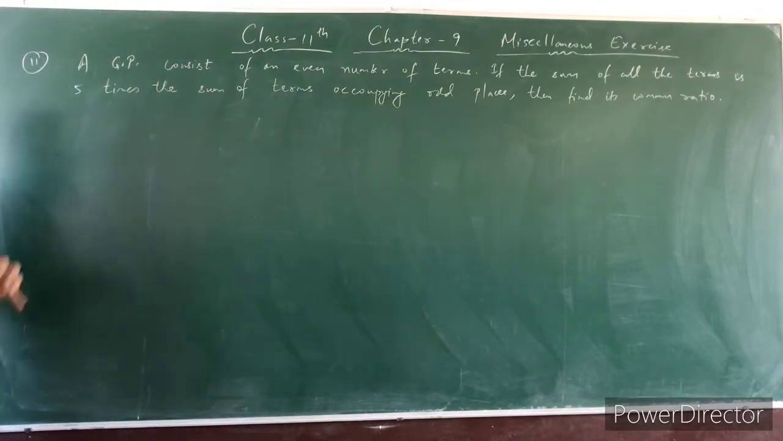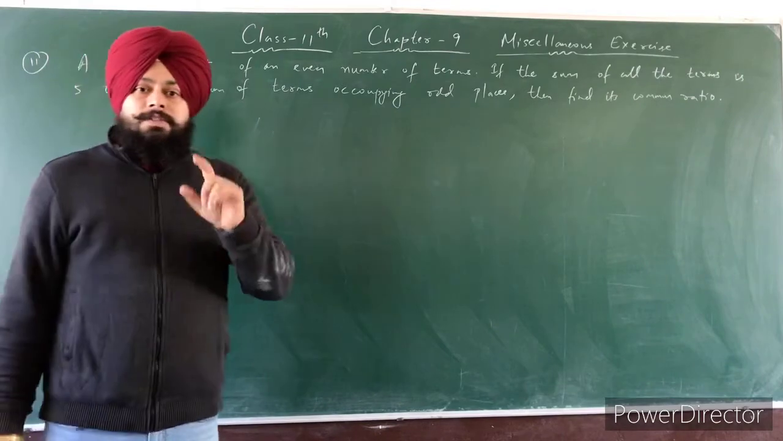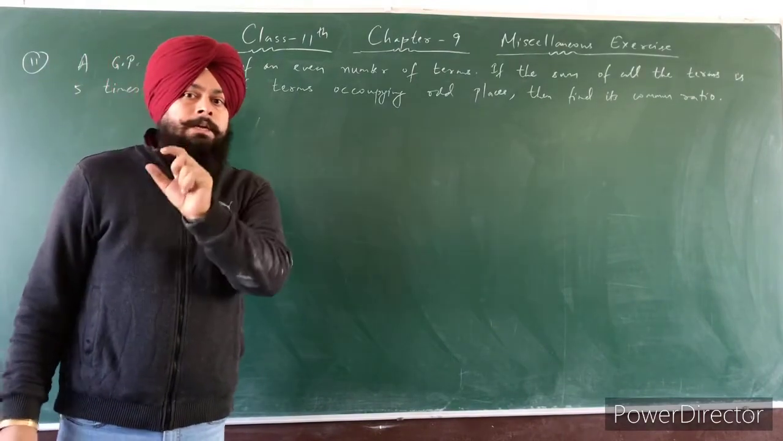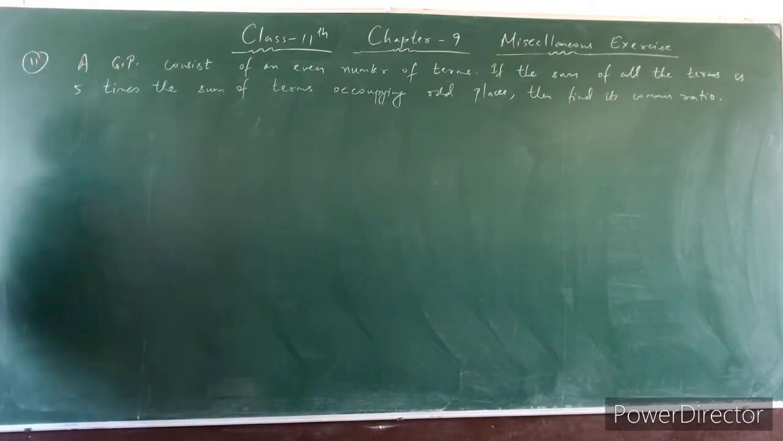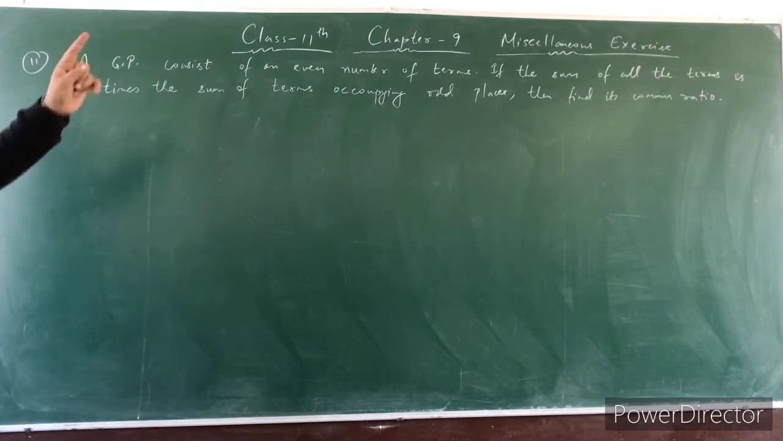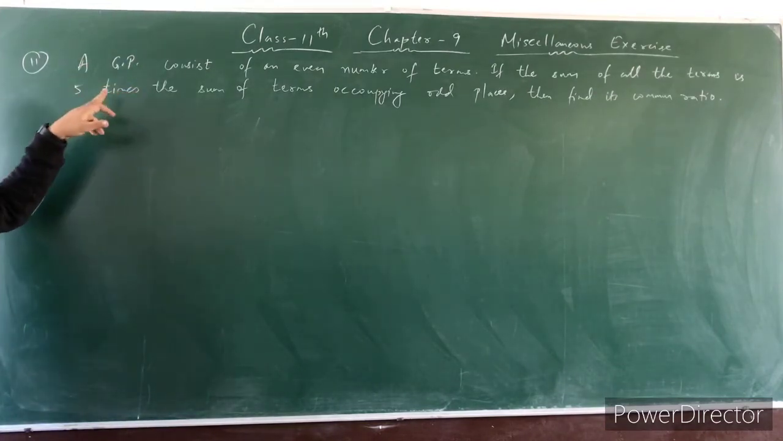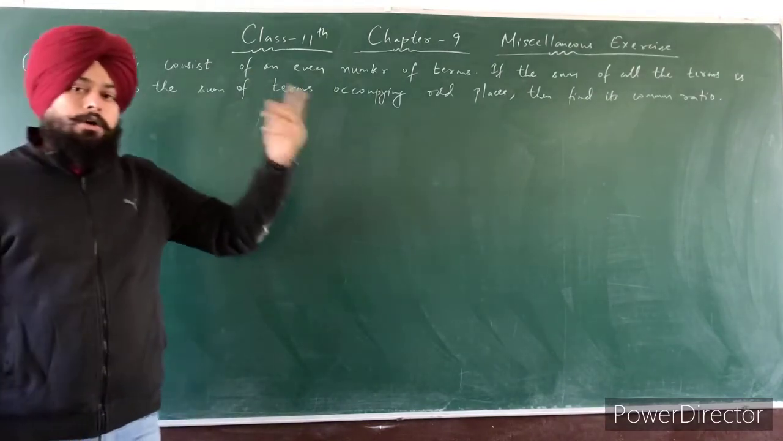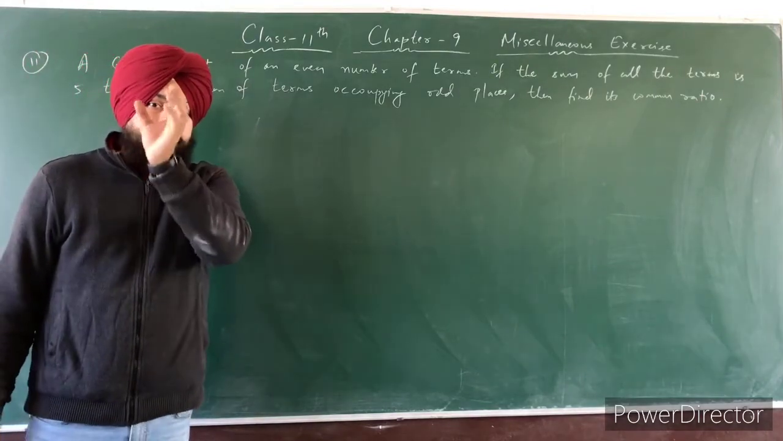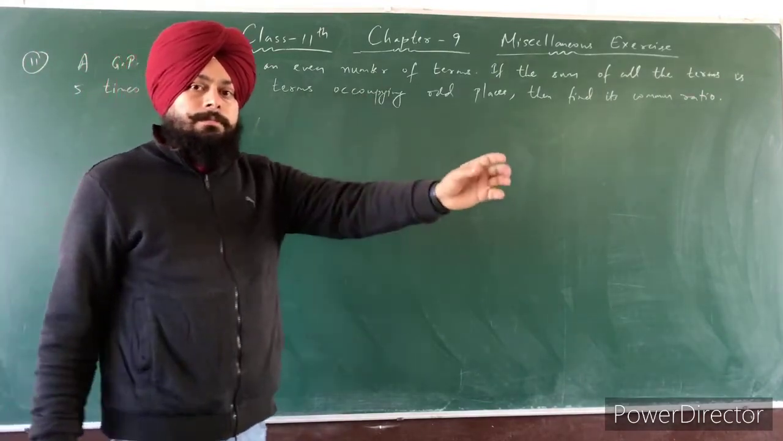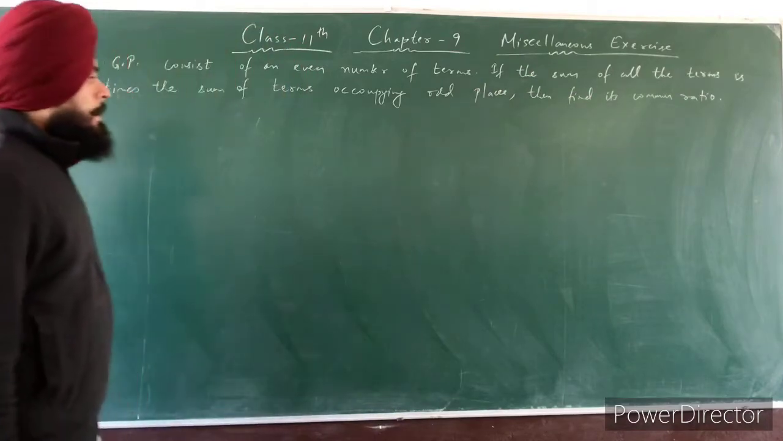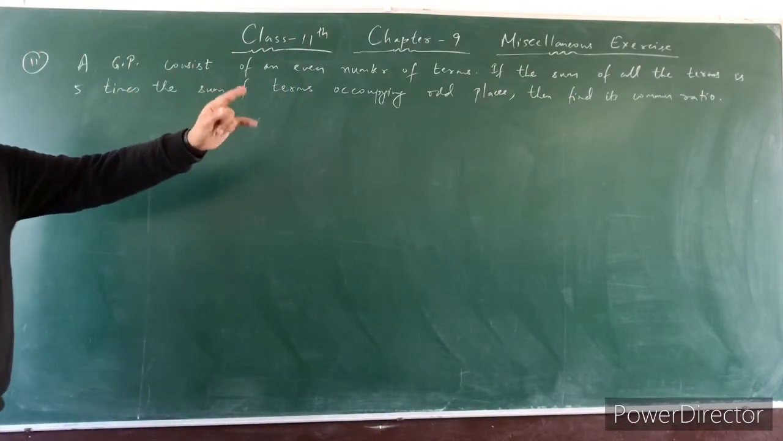So the last term in this GP series we will take as 2n, because 2n is the term for an even number of terms. If the sum of all the terms is 5 times the sum of the terms occupying odd places, so odd places means the first term, third term, fifth term, and so on, then find its common ratio.